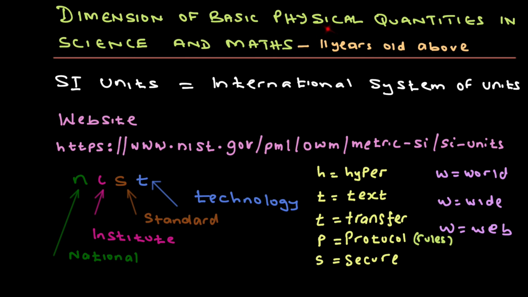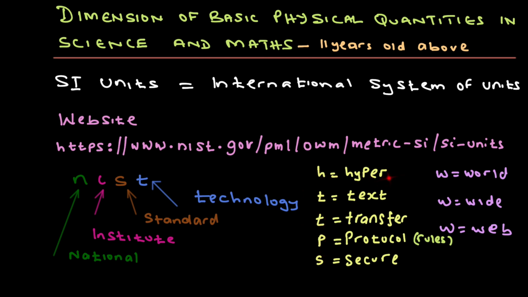Dimension of basic physical quantities in science and maths from 11 years old and above. SI unit stands for International System of Units. The website for this is this address. The acronym here is NIST, National Institute of Standards and Technology.